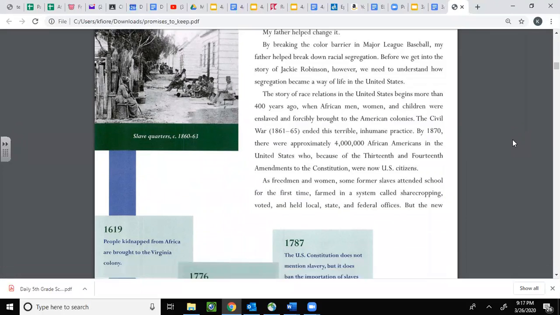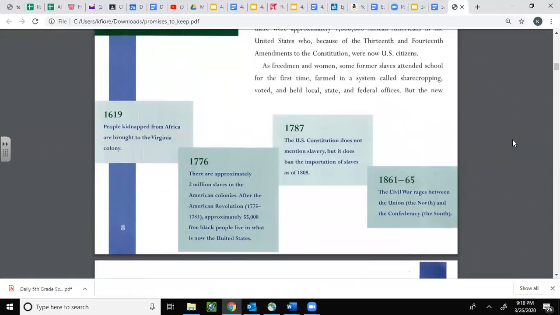The story of race relations in the United States begins more than 400 years ago, when African American men, women, and children were enslaved and forcibly brought to the American colonies. The Civil War, 1861 to 65, ended this terrible, inhumane practice. By 1870, there were approximately 4 million African Americans in the United States who, because of the 13th and 14th Amendments to the Constitution, were now U.S. citizens. As freedmen and women, some former slaves attended school for the first time, farmed in a system called sharecropping, voted, and held local, state, federal offices.